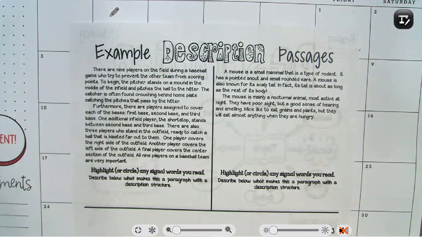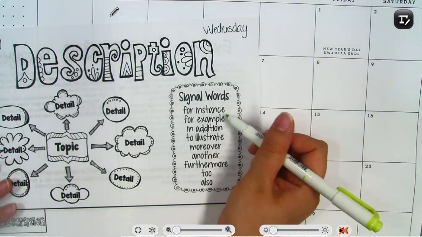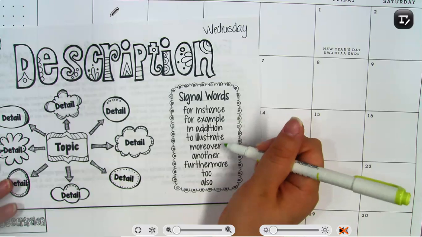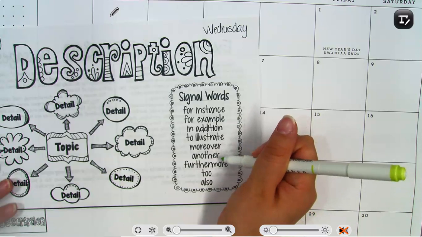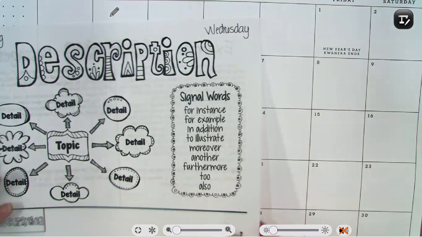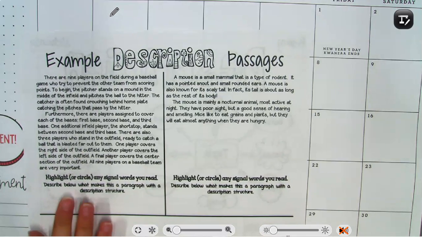So what we're going to do is it wants us to highlight or circle any signal words you read. If you have a highlighter, you may get one. If not, just use your pencil to circle. And so remember, our signal words are going to be for instance, for example, in addition, to illustrate, moreover, another, furthermore, to, and also. So let's see if we can find any of those signal words in our passage, okay?